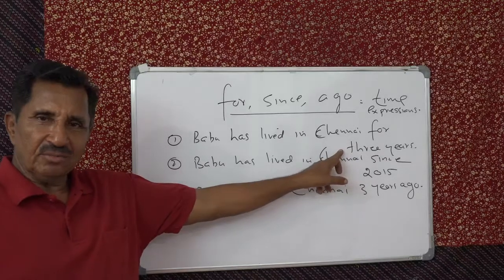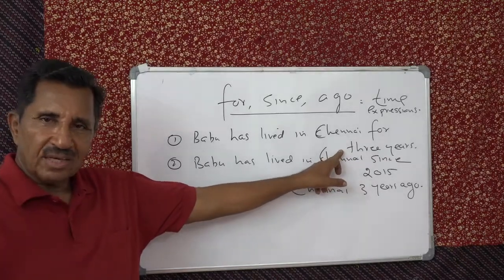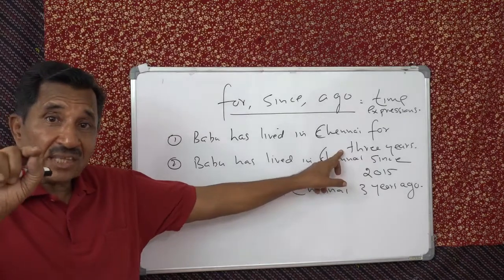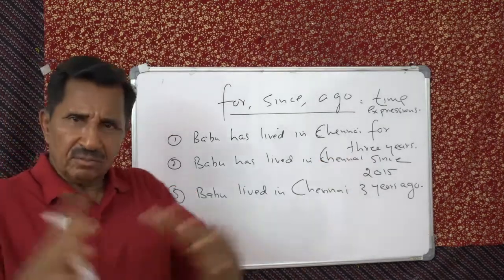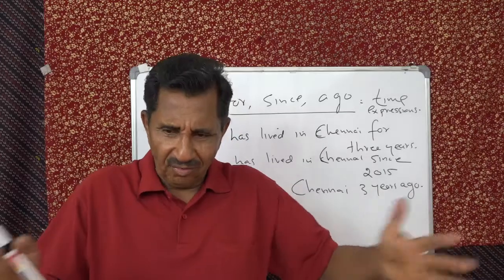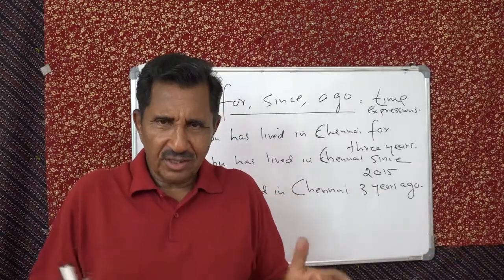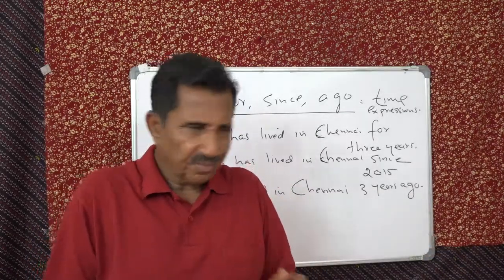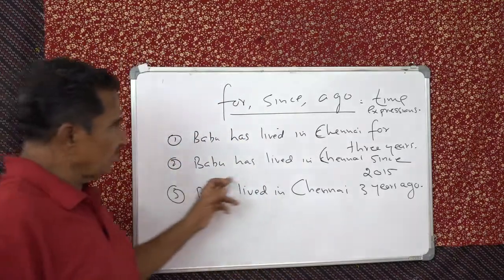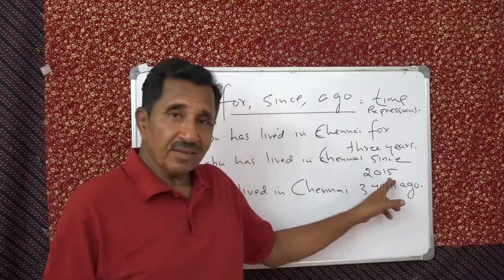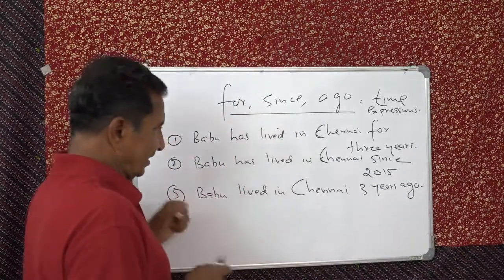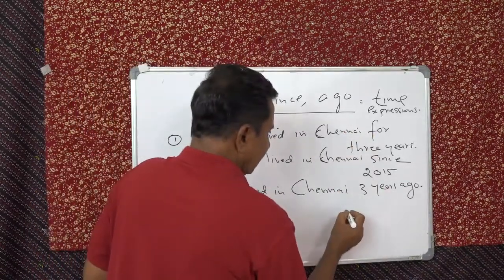So it tells you it doesn't say from which time. It tells you 3 years, a block of time. For 3 years means a block of time. But when you say Babu has lived in Chennai since 2015, the starting point is there. In the first, there is no starting point.